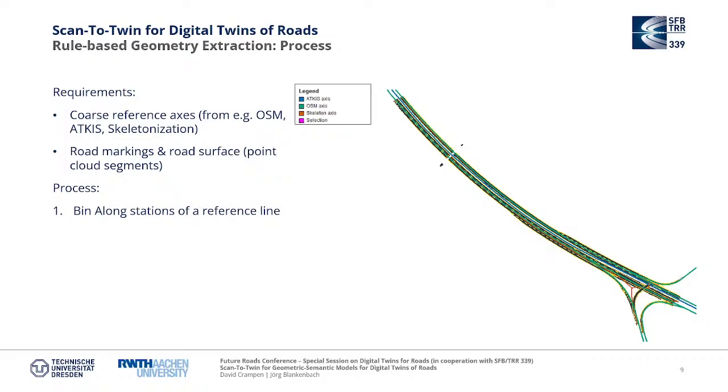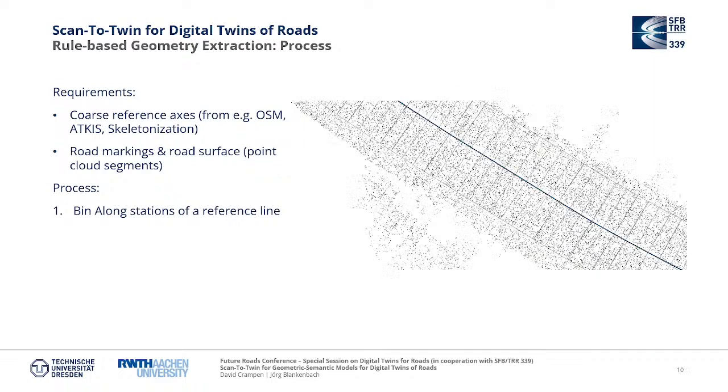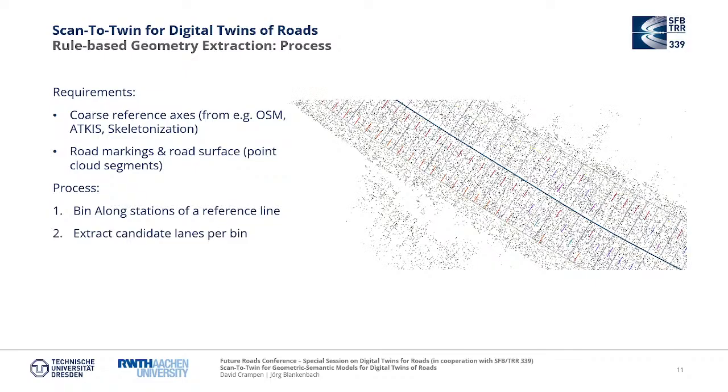After that, we can use this reference axis to first create bins along it, and then analyze these bins individually by identifying potential lane candidates. That works by defining a certain range in which we laterally find road markings or pairs of road markings that could represent a lane.